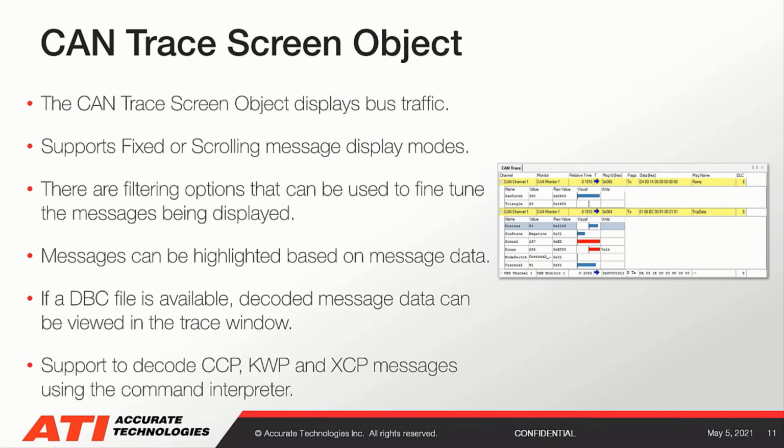Once we have our hardware configured and our databases and recordings added, we then proceed to look inside of the workspace and add objects to view data. Of the multiple screen objects that are used in CANLab, the CAN trace is the most common for observing bus traffic. If a DBC file is available, the signals within each message can be seen. We can also use this to set up highlighted messages for easy identification, as well as add protocol decoding.